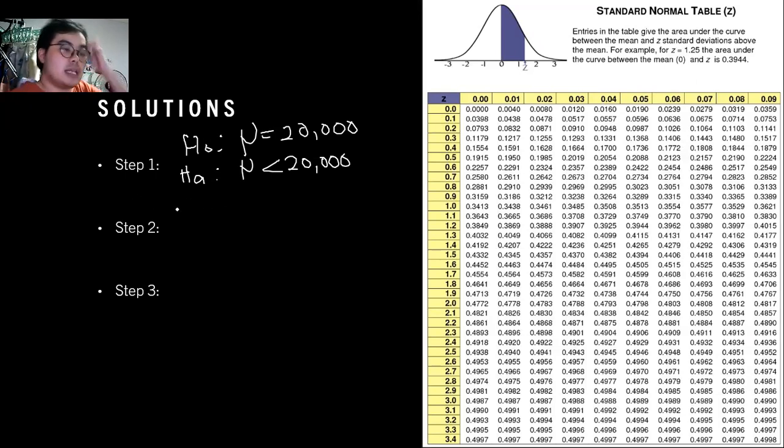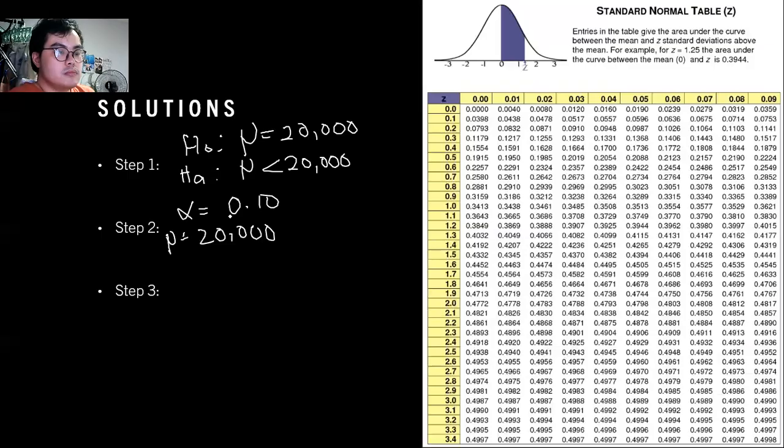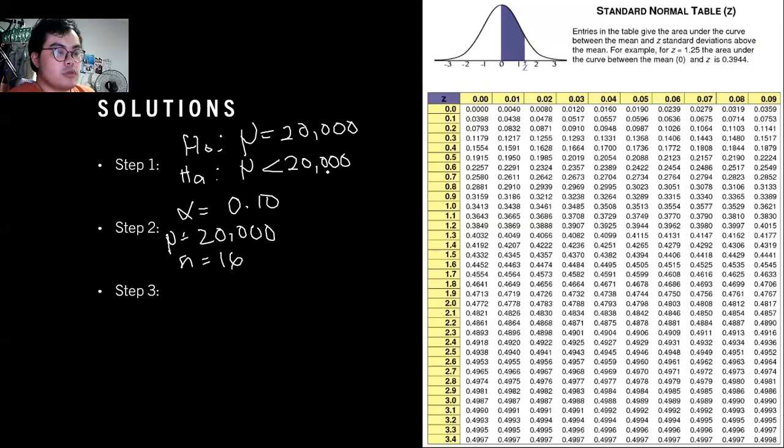Okay, si step 2 natin, yung significance level natin is 0.10, while the mu is 20,000, while the n is equal to 16, while the standard deviation is 1,500, while the mean is 18,000.